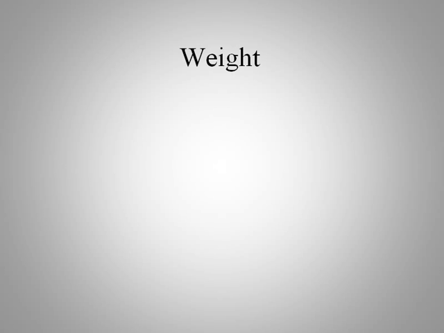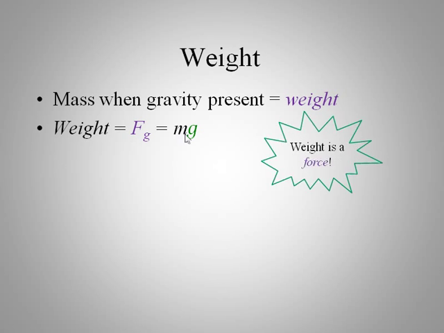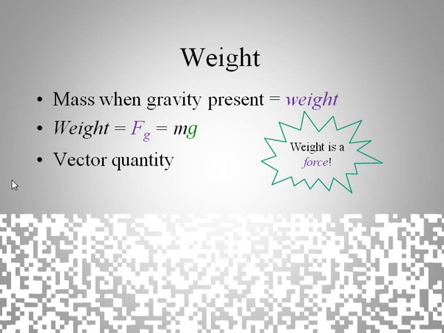How about weight? What is that, and how is it different from mass? Well, you always have mass, but you only have weight when gravity is present. The equation, weight is the force due to gravity in this case, is your mass times your acceleration of gravity. This is a force. So weight is a force, mass is not. It's its own quantity. So weight is a vector quantity. Since it's a force, forces have direction.